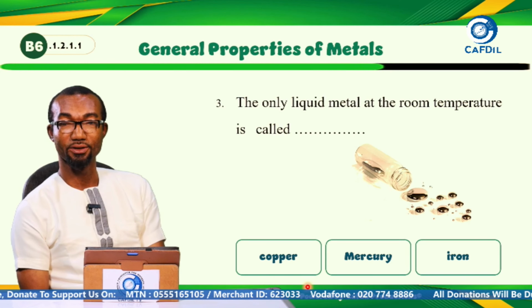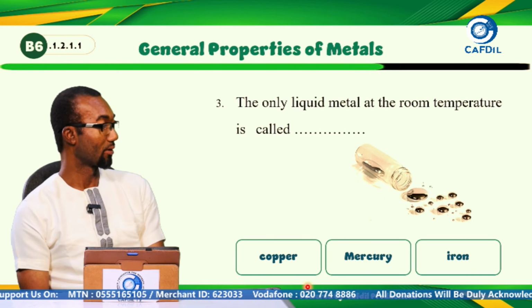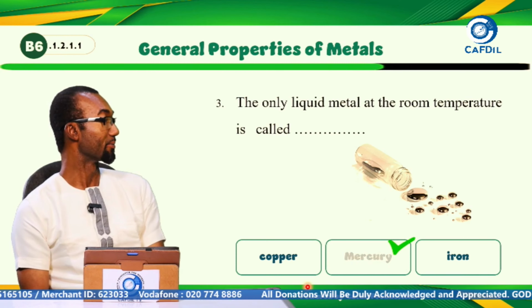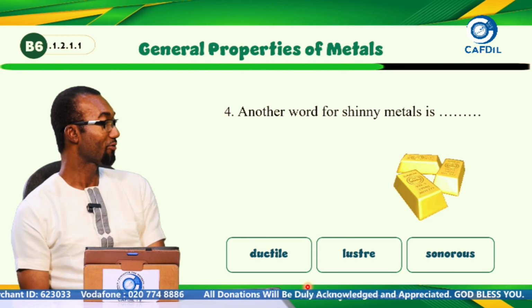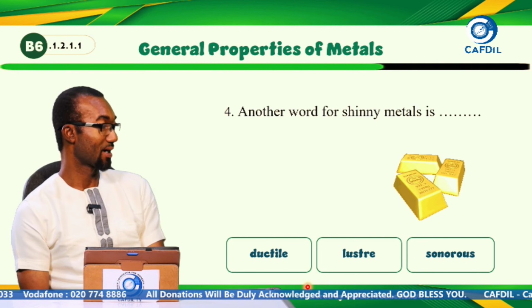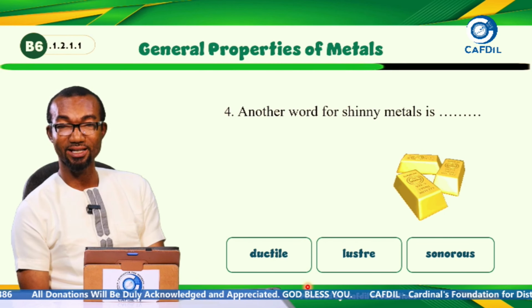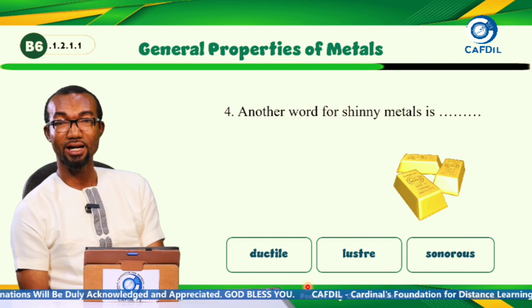The only liquid metal at room temperature is called, we have copper, we have mercury, we have iron. Great, it's mercury. Another word for shiny metals is, you have ductile, you have luster, you have sonorous. Shiny metals.